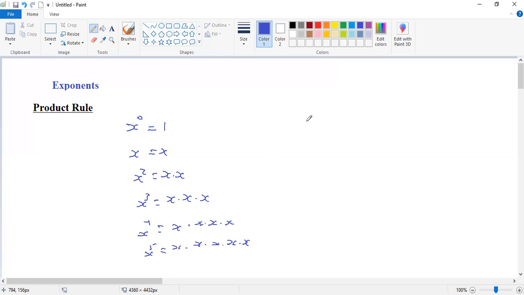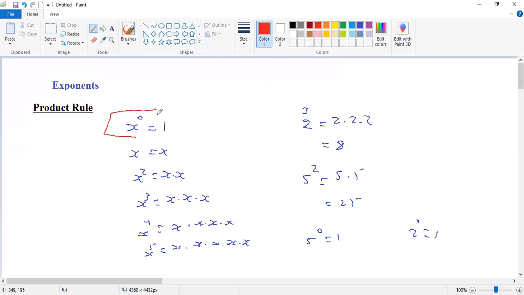For example, if I say 2 cubed, what do I mean? 2 times 2 times 2 is equal to 8. If I say 5 squared, 5 times 5 is equal to 25. But if I say 5 to the power 0, it is 1, and 2 to the power 0 is 1. Power 0 is equal to 1.